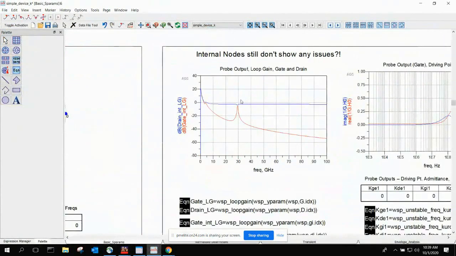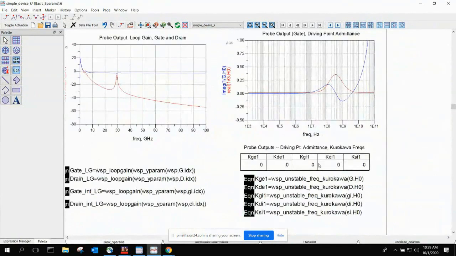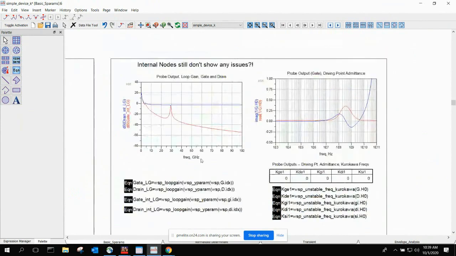Here's some loop gains. They go up. We could probably look at these. But still, even internally, the driving point impedance is not detecting any instabilities. And in fact, if you look at this loop gain internally, you still won't see any instabilities detected by this loop gain either.